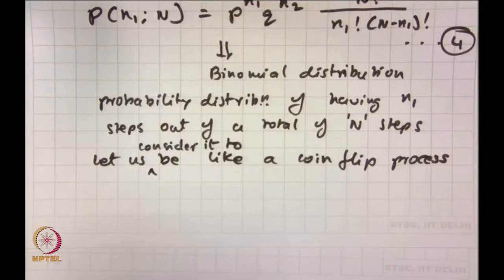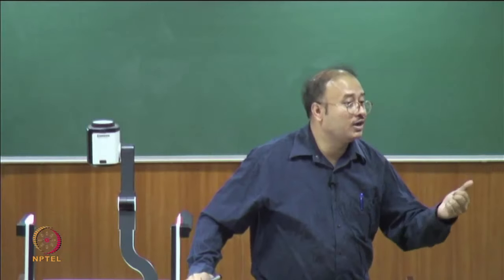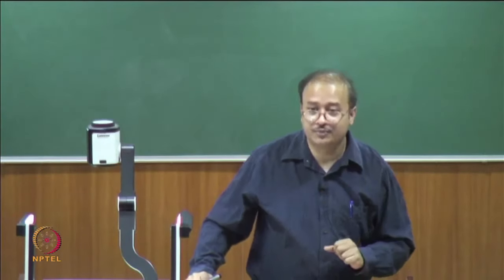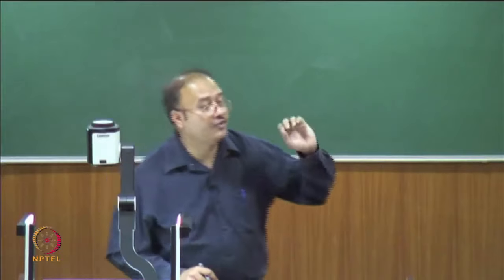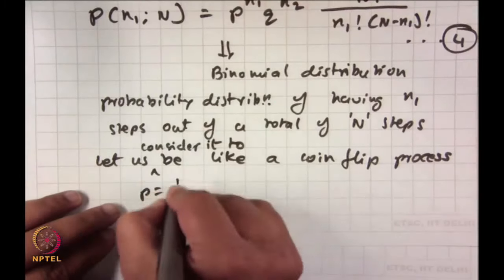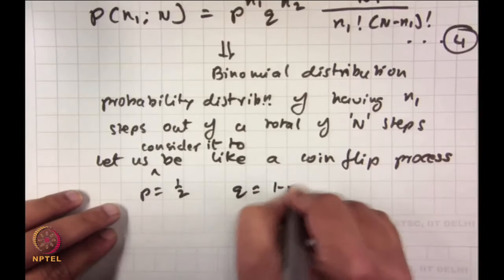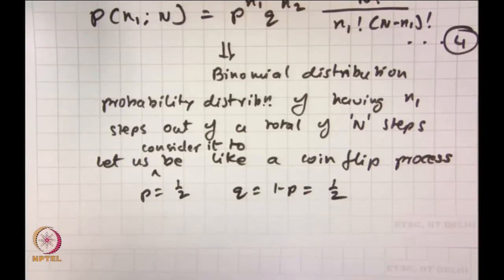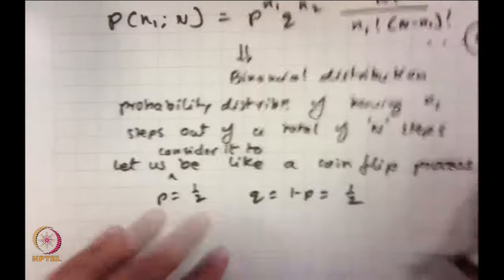Now, why am I taking a coin flip? What are the options you have in a coin flip? One is head or tail, that means p is equal to half, q is equal to half, isn't it? So, I invoke exactly the same thing. That means, I say that here p is equal to half and q is equal to 1 minus p, which is also half. Remember, I am trying to simplify it, and there is no problem in doing this. Now, once I do this, you put this in equation 4 and see what happens.